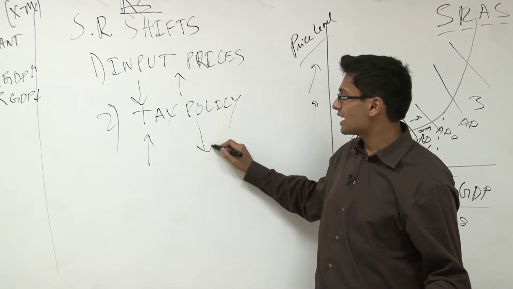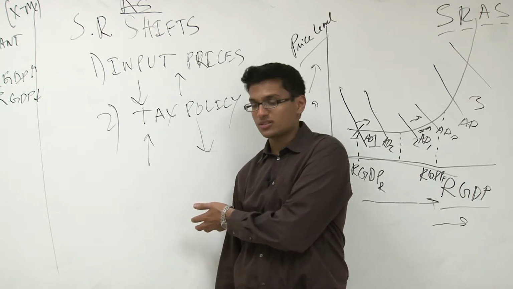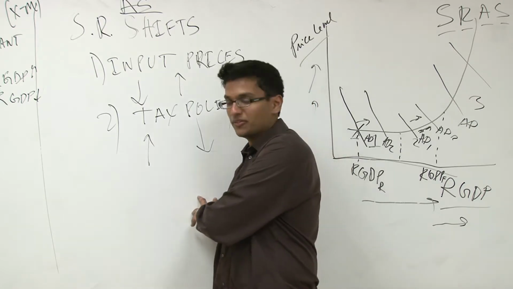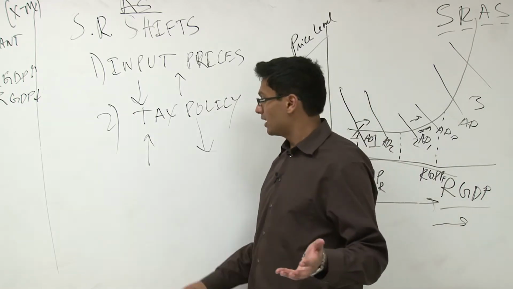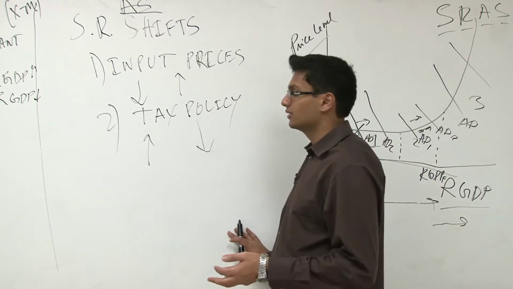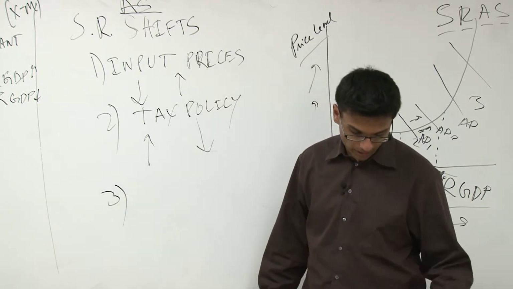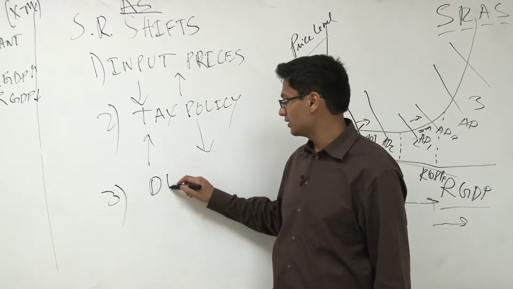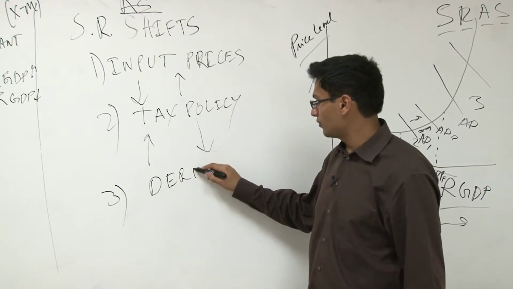But what if we have a tax policy saying, you know what, we love Ferraris, we're going to create a good time for Ferraris? The government of Italy says, reduce the tax on Ferraris. That's going to make our AS shift to the right. So remember that. Third, we're going to talk about deregulation. Why is deregulation important? Deregulation is important for a couple of different reasons.